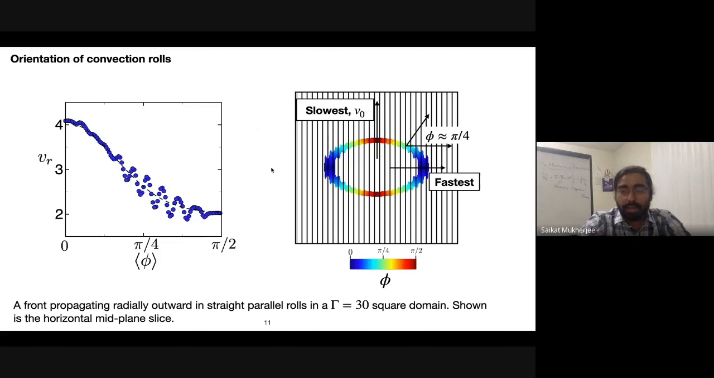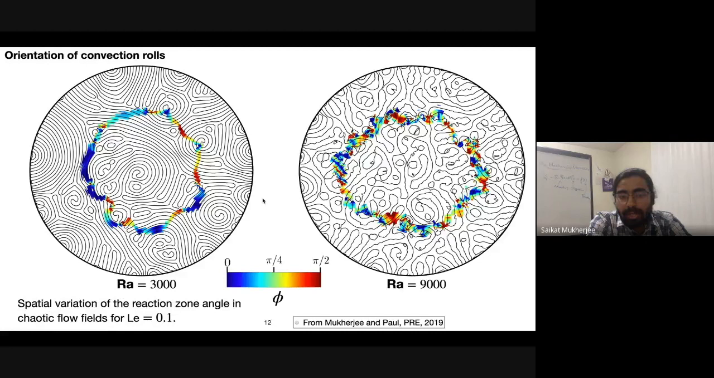And this brings me to the chaotic flow fields again. For Rayleigh number 3000, we see that there are reaction zone angles which are away from zero, which will slow down the front. So there are convection rolls which are away from zero, which slow down the front in chaotic flow fields. And the same here for Rayleigh number 9000, although here the geometry is also very complicated.